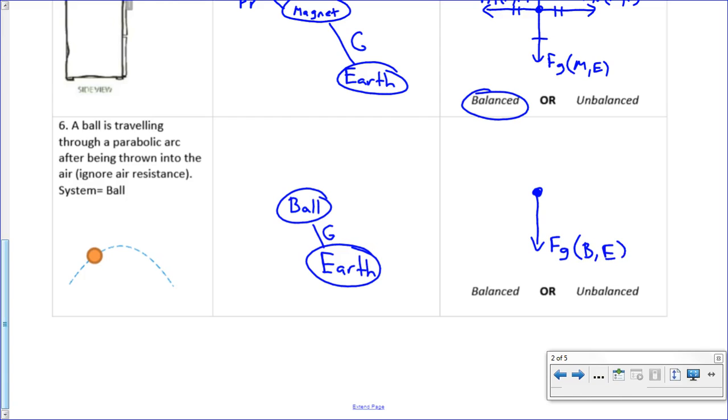And this is an unbalanced force. You can tell it's unbalanced because this ball clearly isn't traveling with a constant velocity. If it were traveling at a constant velocity, it would need to be traveling in a constant direction because speed and direction are the two components of velocity, and this is not traveling in a constant direction. It's changing its direction, so it's an unbalanced force in this case.